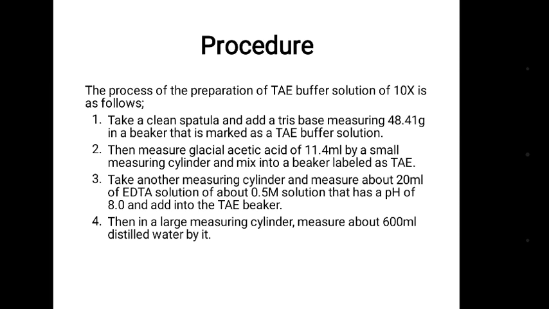Next is the procedure. First of all, in the first step, take a clean spatula and add tris base measuring 48.41 gram in a beaker that is marked as TAE buffer solution. Then, in the next step, measure glacial acetic acid of 11.4 ml by a small measuring cylinder and mix it into a beaker labeled as TAE buffer. Take another measuring cylinder and measure about 20 ml of EDTA solution of 0.5 molar that has a pH of 8.0 and add it into the TAE beaker.